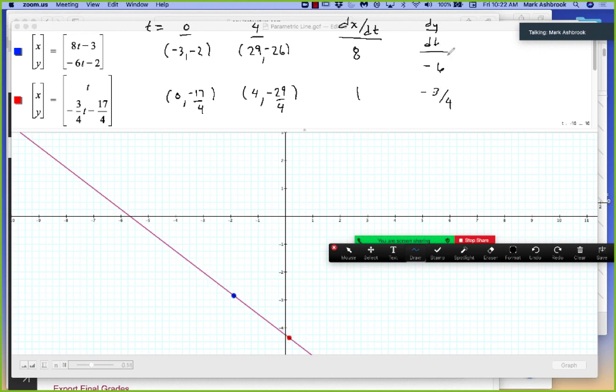So for every change in t in this first version, changes in y are negative 6 times as much as the change in t. Whereas in this version of the graph, for every change in t, the corresponding change in y is negative 3/4 times the change in t. Again, a lot slower generation of points. We're seeing the generation of points here is like 8 times greater than the generation of points there for a change in t.